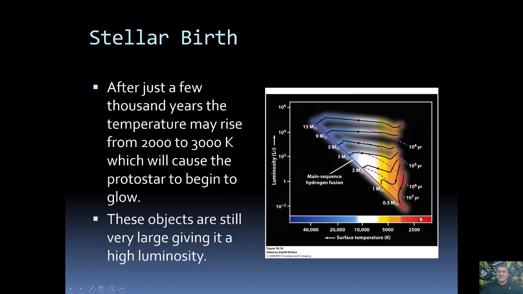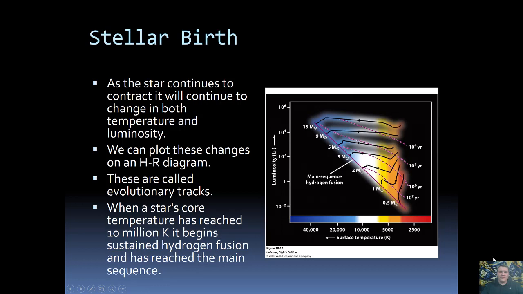However, it hasn't contracted a lot, so it's still going to be very large, and because it's very large, it's going to have a relatively high luminosity. So we would actually expect these protostars to begin glowing in the upper right-hand corner on an HR diagram.